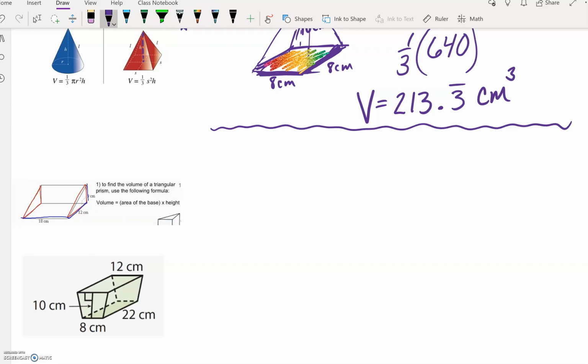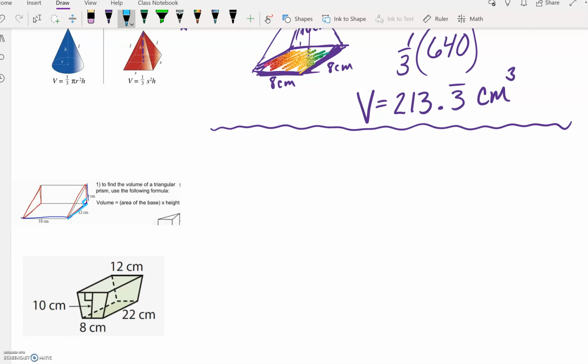Okay, so a triangular-based prism. This one, instead of having a square for its base and being a pyramid, is a prism. And you have a variety of problems like this in your homework where the base and the height of your triangle are meeting at a right angle.